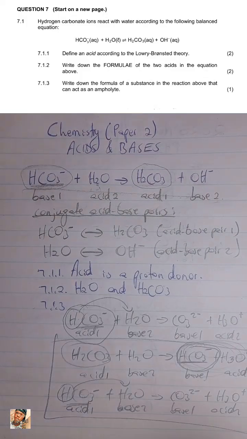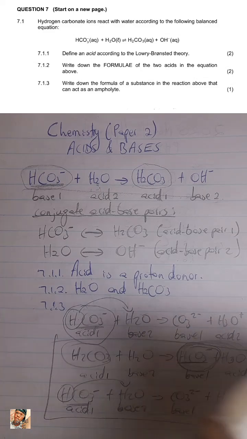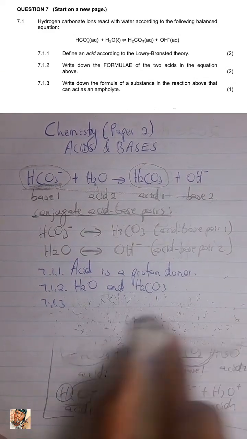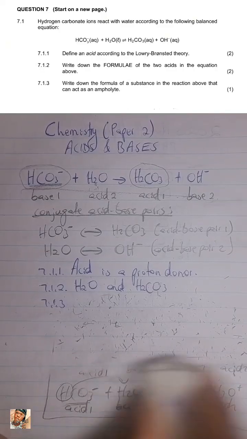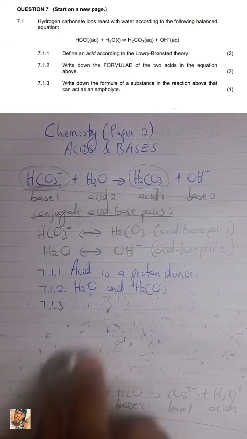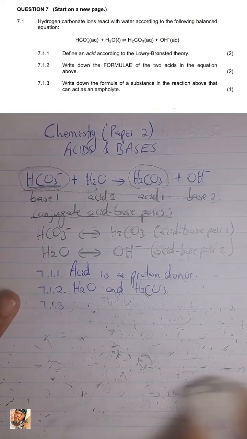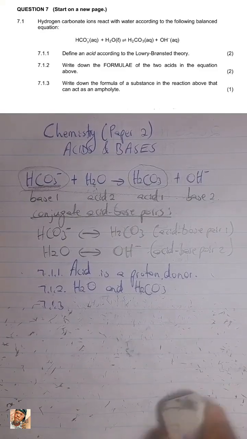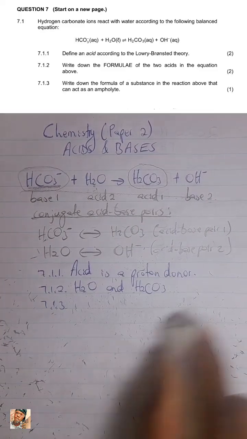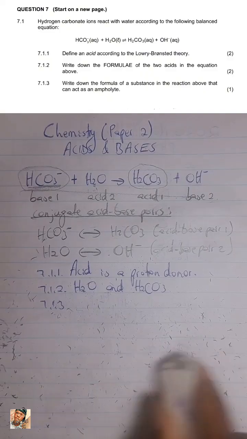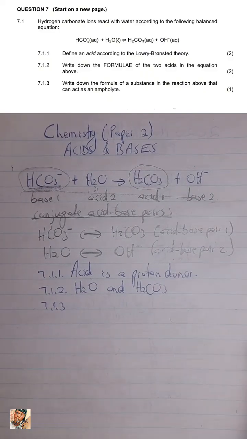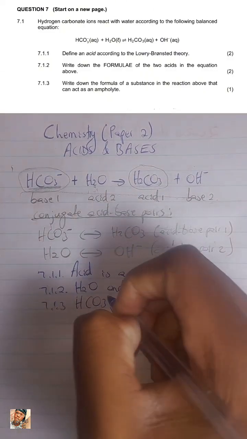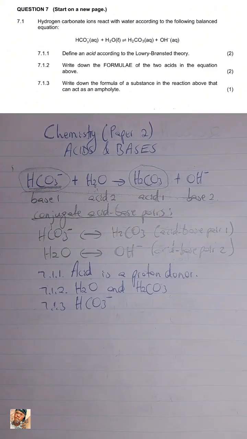So I hope that I've explained it in a way that you understand. If not, then please join my classes so that I can explain it to you in a way that is convenient for you and accommodates your academic needs in terms of understanding this question. All right, so the answer for this 7.1.3 is hydrogen carbonate ion, HCO3 minus. So that is how we get our 5 marks.